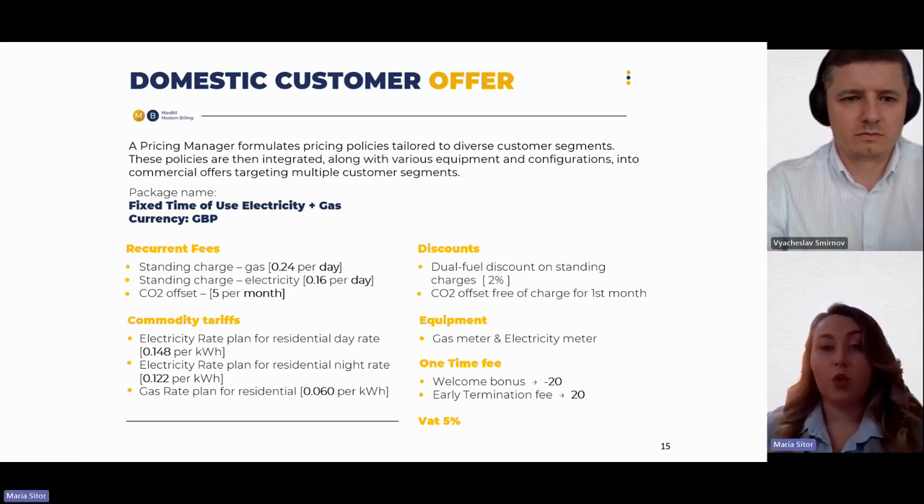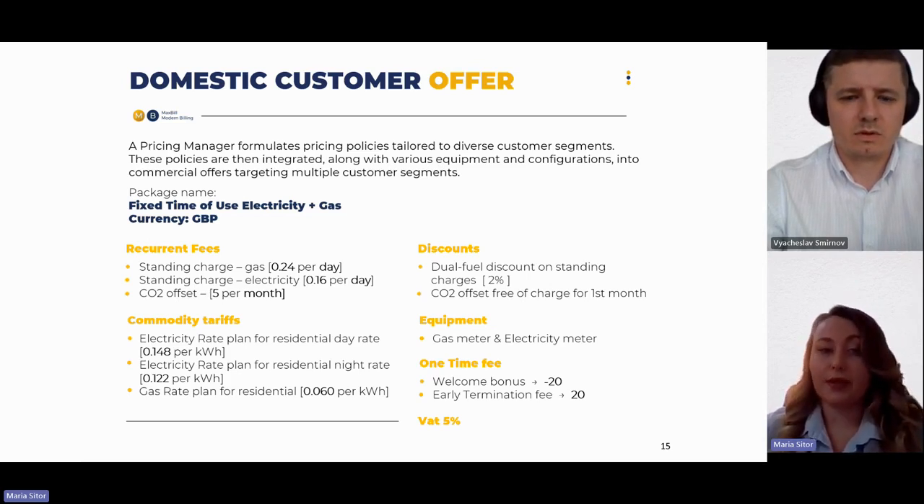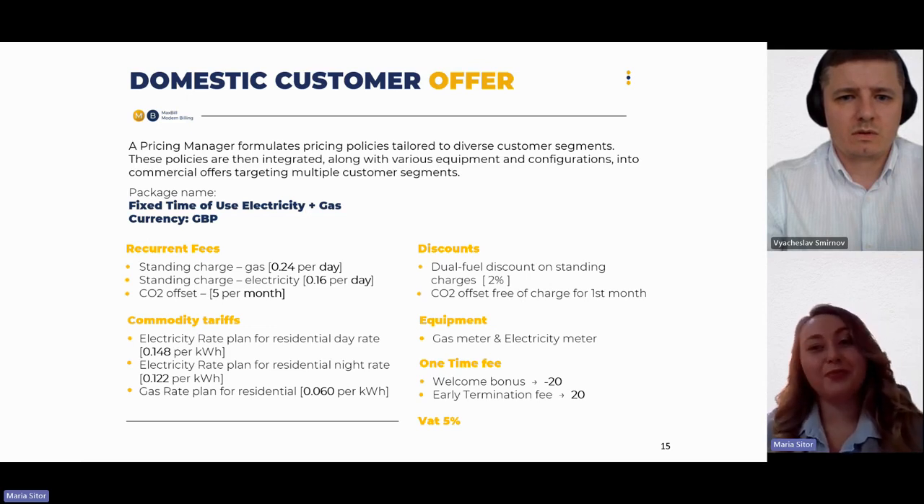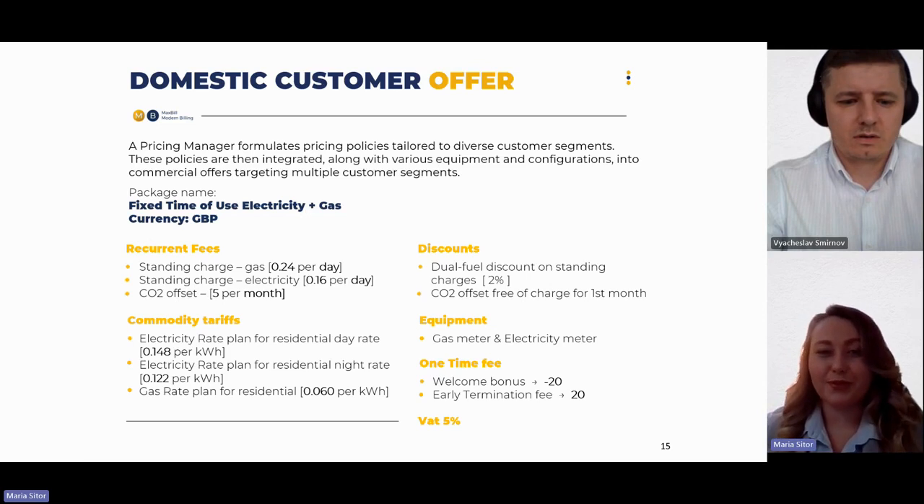In this screen, we can see the offer which was promoted by the company and received by Jane. It includes standing charges for gas and electricity. It's worth mentioning that it is a bundle offer because at the same time she has gas and electricity, CO2 offsets, and of course there is some kind of promotion for her because it is a bundle offer, and the promotion was sent to email.